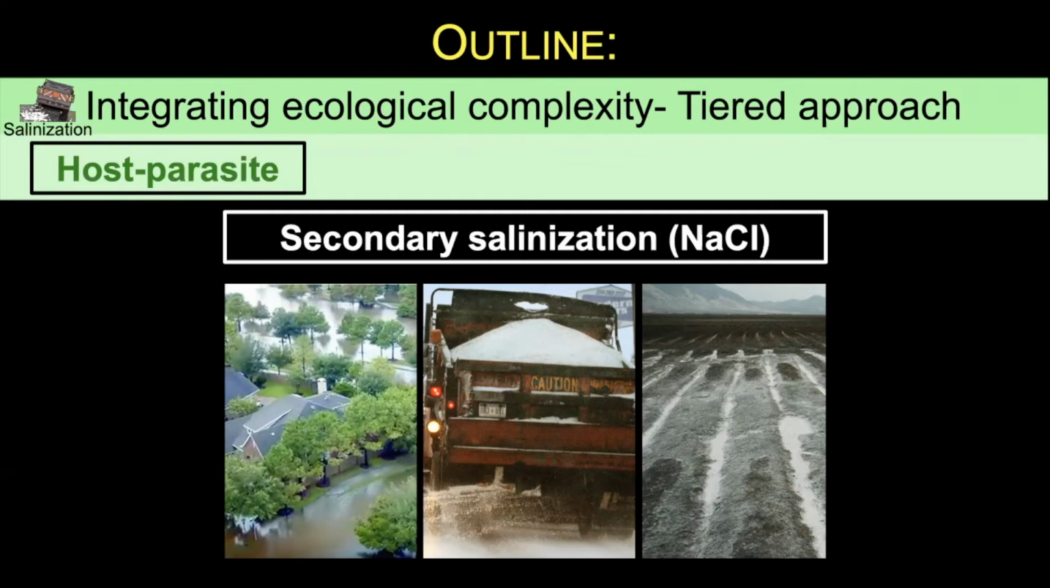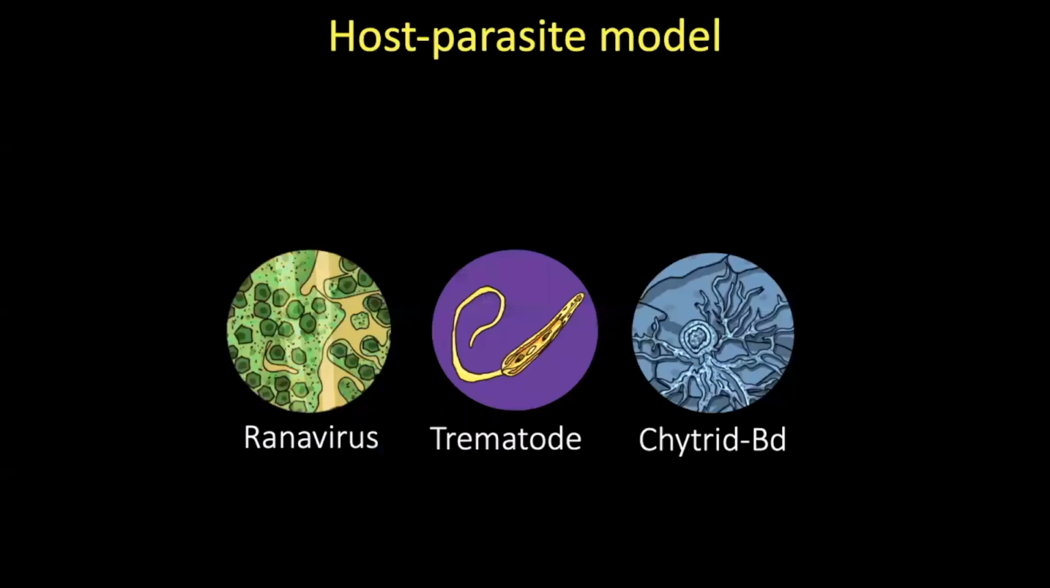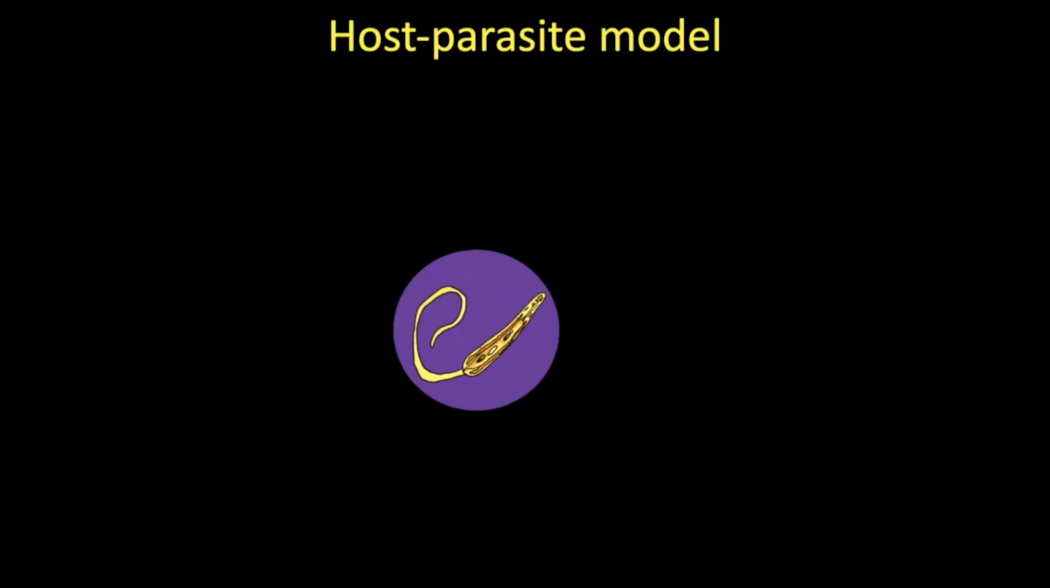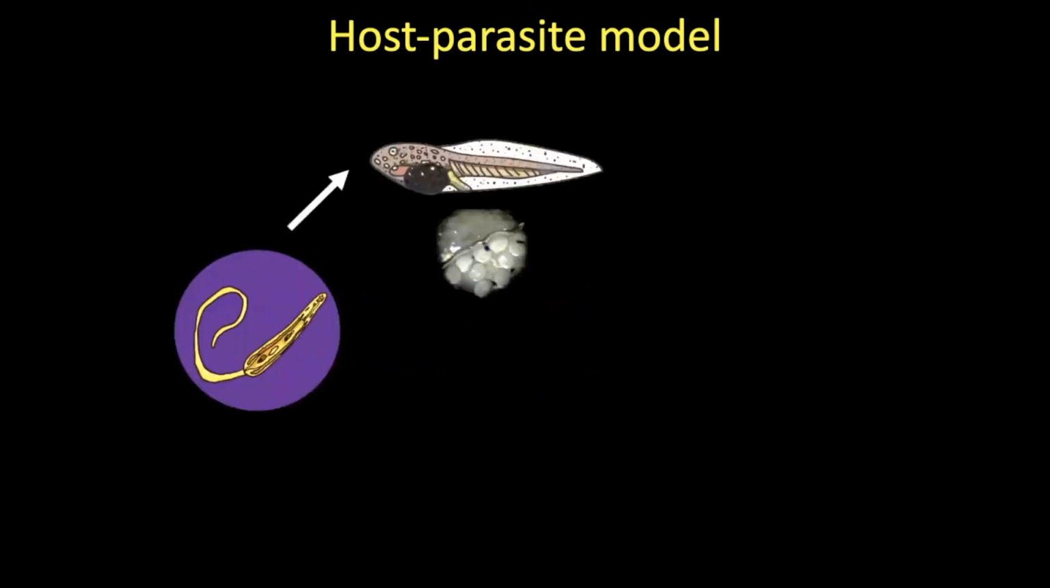To understand how secondary salinization influences host-parasite interactions, in my lab, we focus on three different types of amphibian parasites: ranavirus, trematodes, or chytrid. For the sake of time, today I'm going to focus this talk on trematodes. What you're seeing on the screen now is the free swimming stage of the trematode, the cercaria. This cercaria form will infect larval amphibians by swimming up the cloaca of the tadpole and encysting in the kidney tissue. So the image right below the tadpole there, these are metacercarial cysts in the kidney of the tadpole.